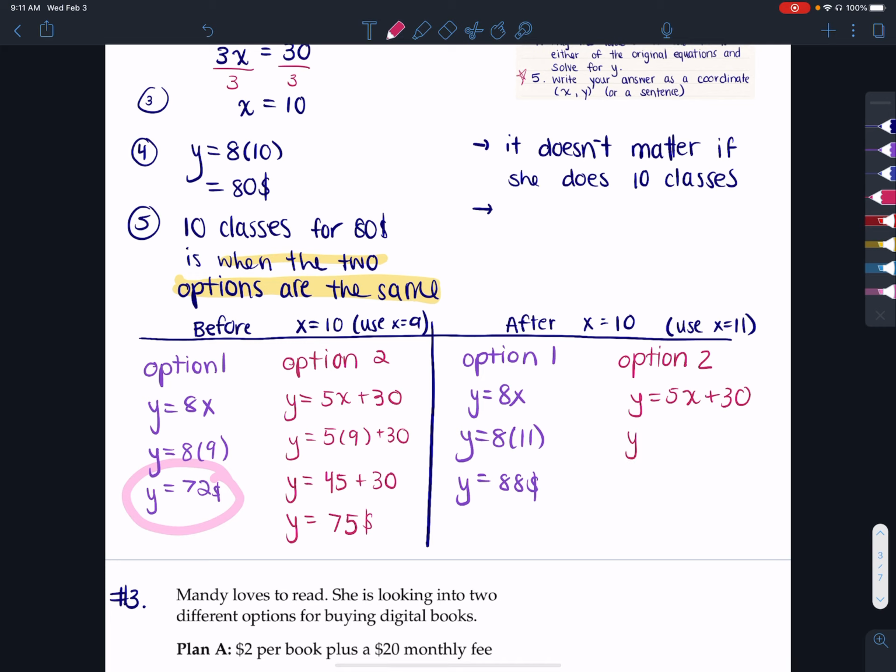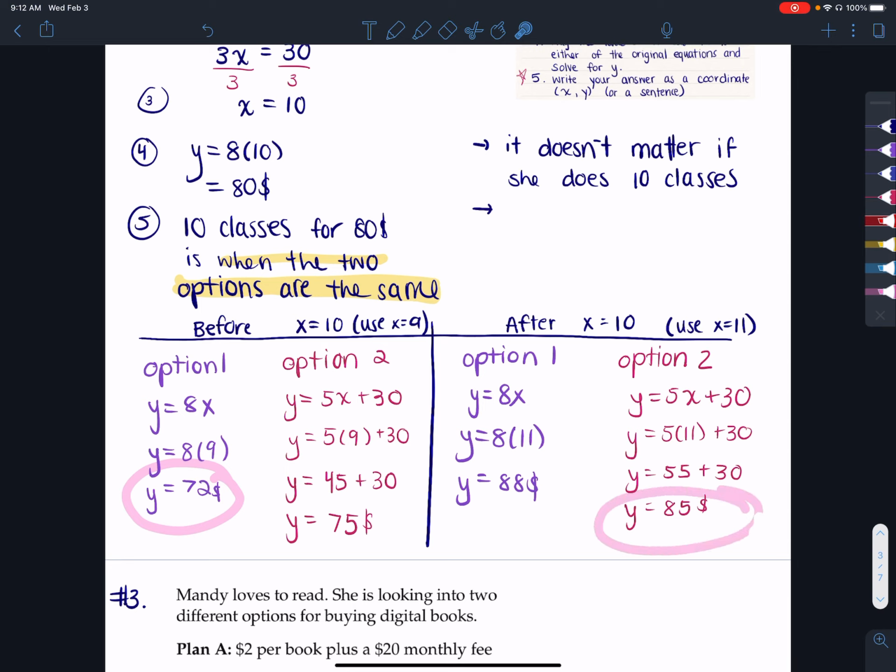Okay, and now we're going to look at option 2. 5 times 11 plus 30, 55. Oops. Plus 30, $85. So in the case of after 10, we see that option 2 is cheaper.